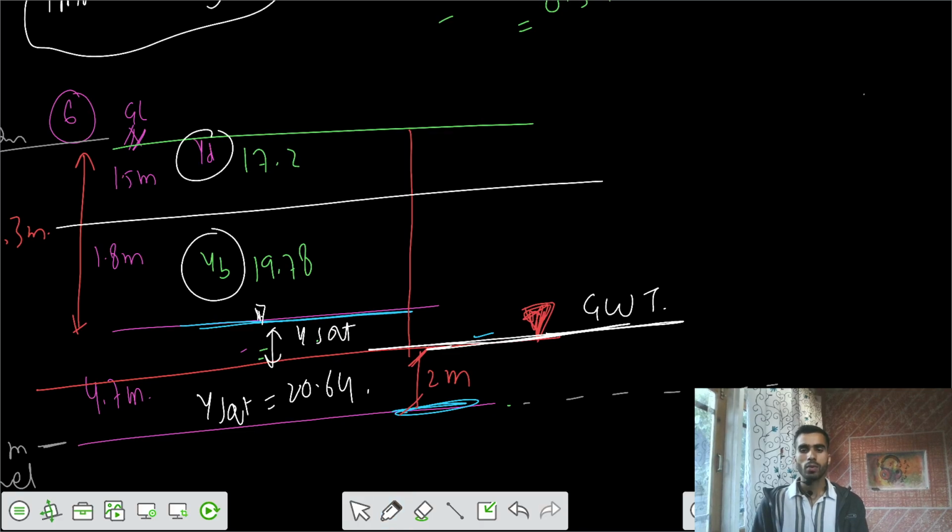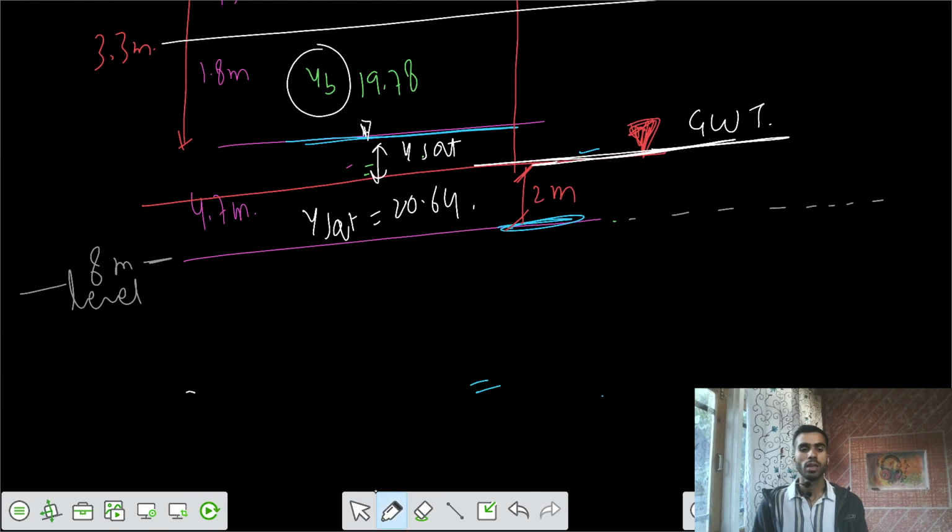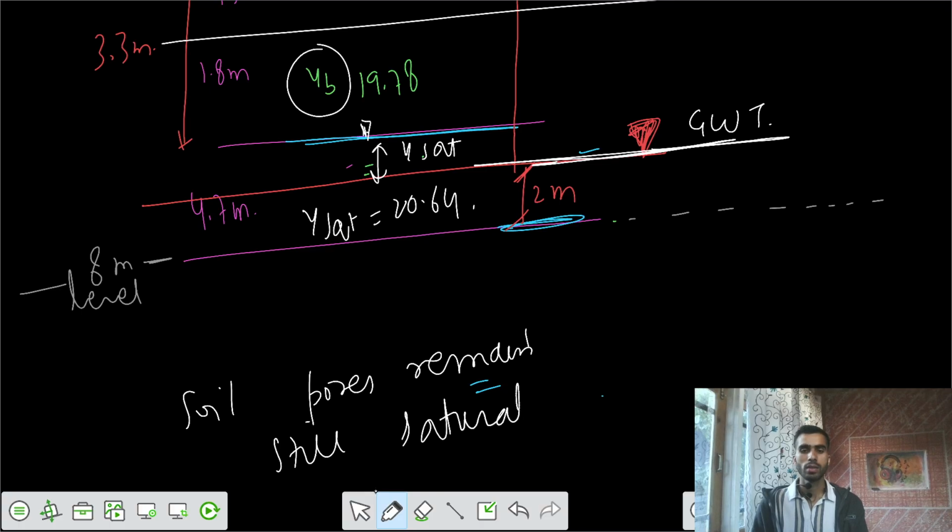Now, for the immediate condition, the soil pores would still remain saturated. Can we say that? So for that part where there is lowering, we can use the concept of gamma sat. I can use the value of gamma sat.